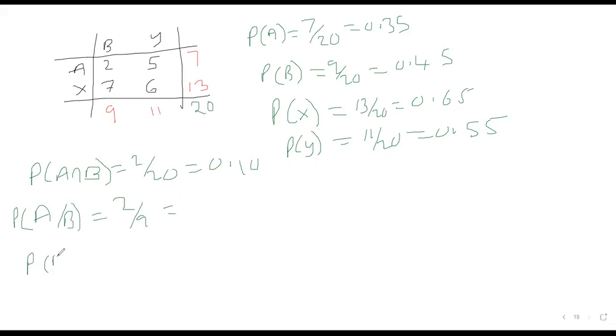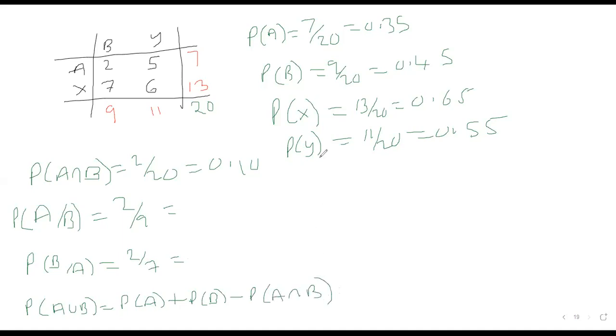Then B given A, where they meet at 2, but the total for A. What is the total for A? 7. You can convert to decimal. And if you ask A union B, it's simply the probability of A plus the probability of B minus the intersection of what? A intersection B.